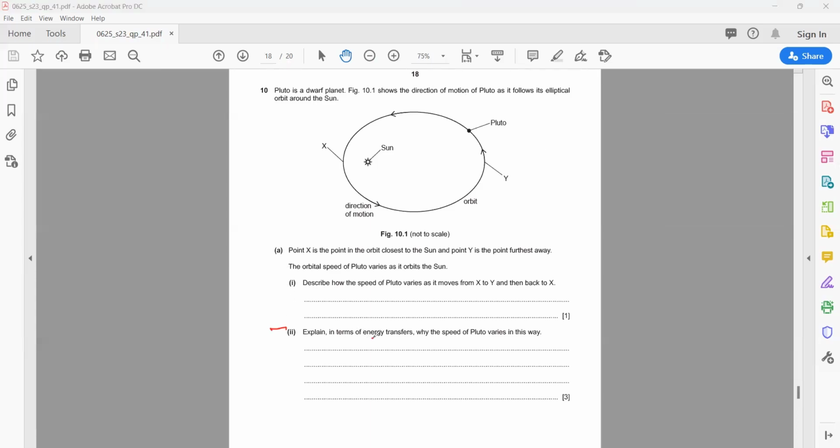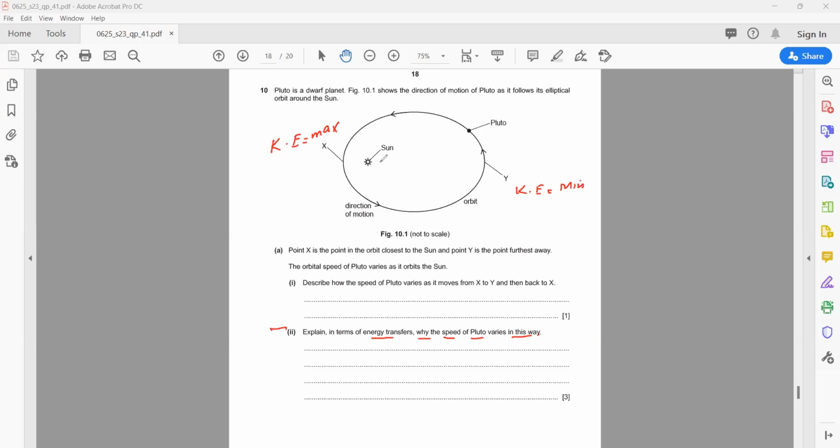Explain in terms of energy why the speed of Pluto varies in this way. So in terms of energy, you have to describe now. Got it? Where does it have maximum speed, at X or Y? X. So if it has maximum speed, it means kinetic energy at X is maximum and kinetic energy at Y is minimum. Got it?